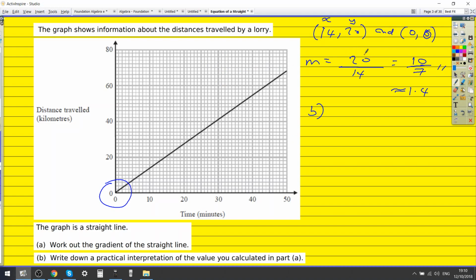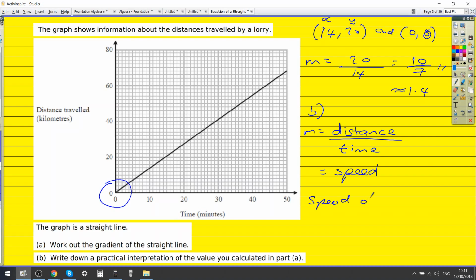So you know how 20 was the y and 14 was the x? What does the y represent in this question? It's like mx plus c. No. In this particular question, with a lorry and all that. All right. The distance travelled. Yeah. So distance. What does the x represent? The time. And what does distance divided by time give you? Speed. That's right. And so a practical interpretation would be that this is the speed of the lorry.